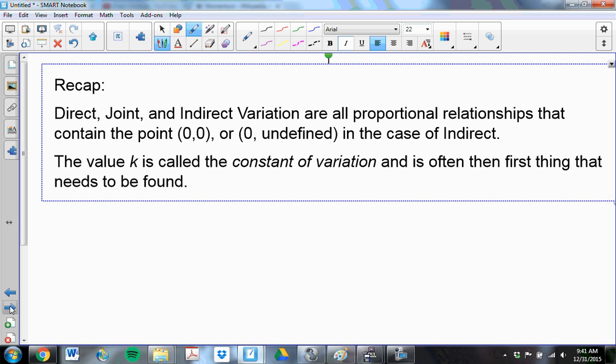So to recap, direct, joint, and indirect variation are all proportional relationships that contain the point 0, 0, or 0 undefined in the case of indirect variation. The value of k is called the constant of variation and is often the first thing that needs to be found in the equation y equals kx.